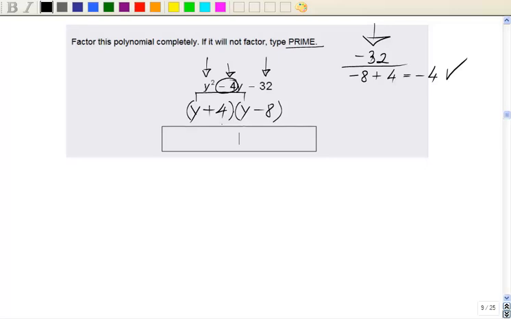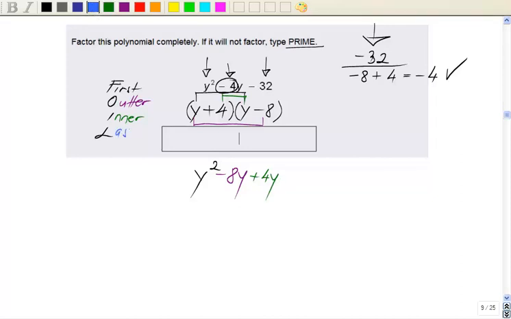And you can always check by multiplying, following the FOIL steps. First terms, what are the first terms? Y times y. That's y squared. Outer terms are what? Y and negative 8. That will give you negative 8y. Inner terms are what? 4 and y. 4 times y will be positive 4y.